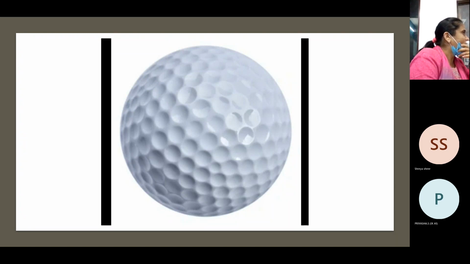Hemisphere plus hemisphere, 200 into surface area of the hemisphere, meaning CSA of the hemisphere, and plus 200 into area of the small circle minus the area of the sphere.